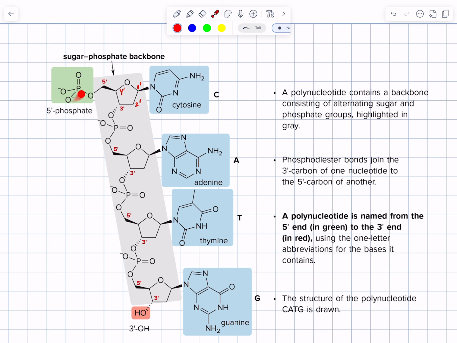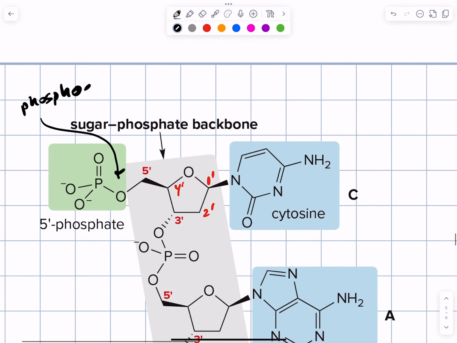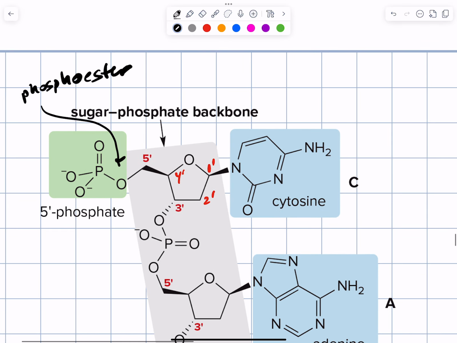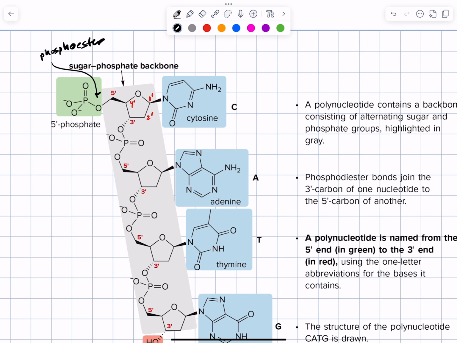So there's a 5' end, and the first nucleotide in a sequence always has a phosphoester on the 5' end, okay? So that functional group there is called a phosphoester, and that's sort of how you know where the end of the DNA begins. That's the 5' end. Then there's the sugar and a base, and then the 3' hydroxyl.